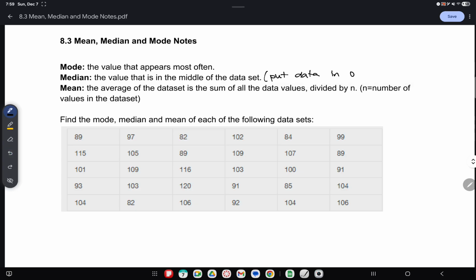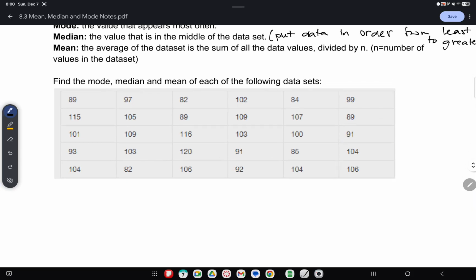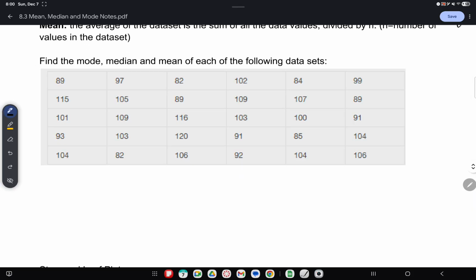If I can spell here. Order from least to greatest. A mean is the average. So we're going to add up all the numbers and then divide by the number of data values that there are. So if we're given just a straight data set, we can find each of these.